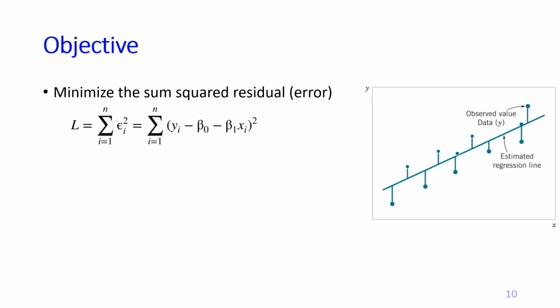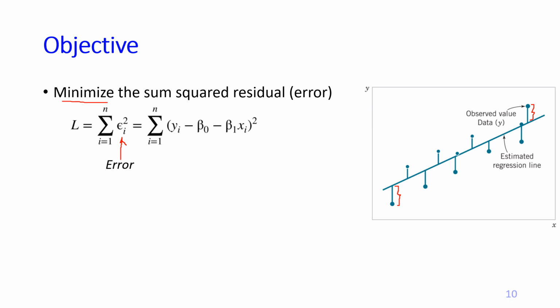It is more formally described as this. So we would like to minimize the sum squared residual or error. So this is the error for the data point or the instance i, and then we take the square such that we do not have the effect of whether the error is negative, way below the line, or positive, above the line.